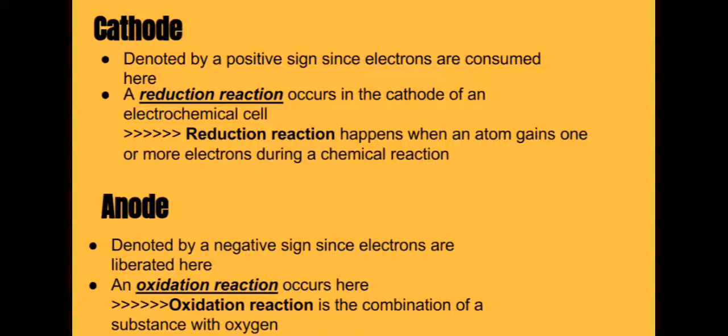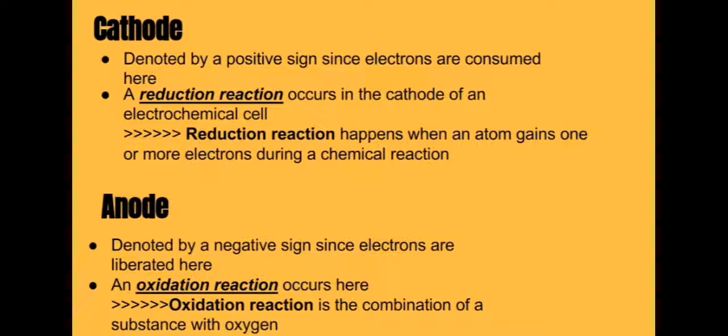Cathode, denoted by a positive sign since electrons are consumed here. A reduction reaction occurs in the cathode of an electrochemical cell. Reduction reaction happens when an atom gains one or more electrons during a chemical reaction. That means that its oxidation number decreases. This is because an electron has a negative charge. Thus, when an atom gains an electron, it gains a negative charge which decreases the oxidation number.